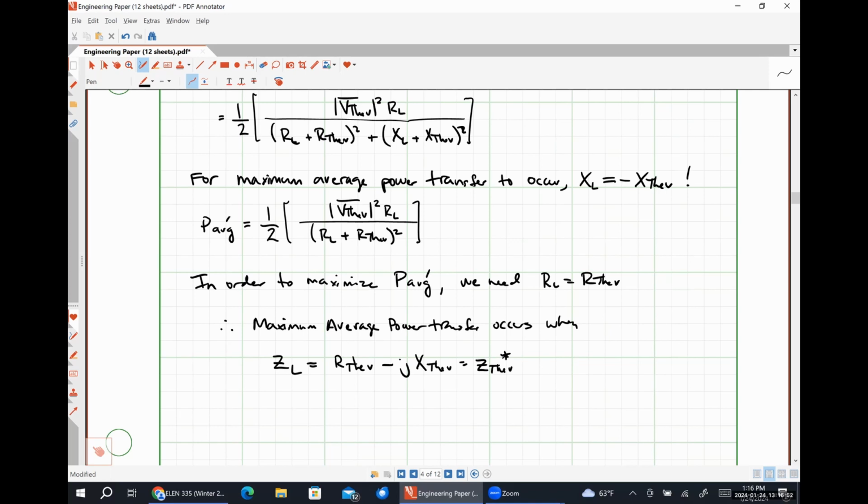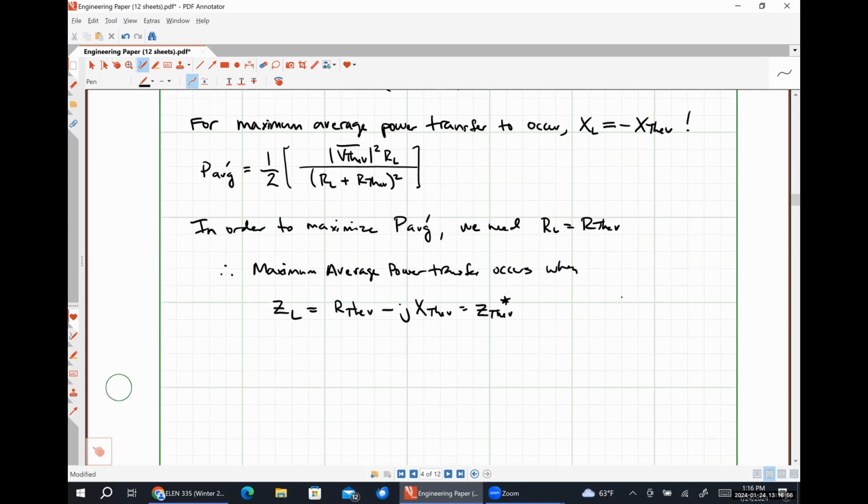And if we substitute in our relationship, we're going to wind up having P average max comes out to be the magnitude of our Thevenin voltage squared divided by our Thevenin resistance, and then we're going to have a factor of 1/8, because in a DC circuit, we had a factor of 1/4, and in that AC circuit, we have that pesky 1/2 factor out in front. So that says P average max.